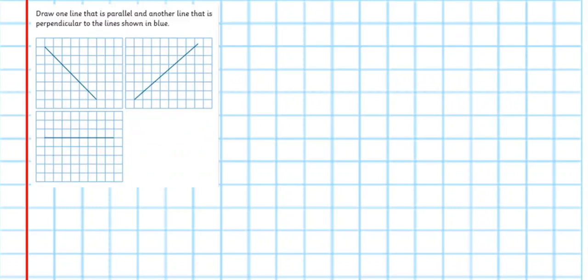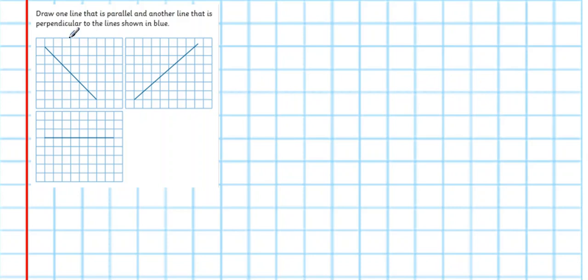Okay, so first of all, draw one line that is parallel and another line that is perpendicular to the lines shown in blue. Okay, so I don't expect you to copy this down onto your paper and draw it yourselves. What I would like you to do is pause the video and just visually put the lines in the correct places. Okay, so pause the video now and have a go. Okay, let's have a look then.